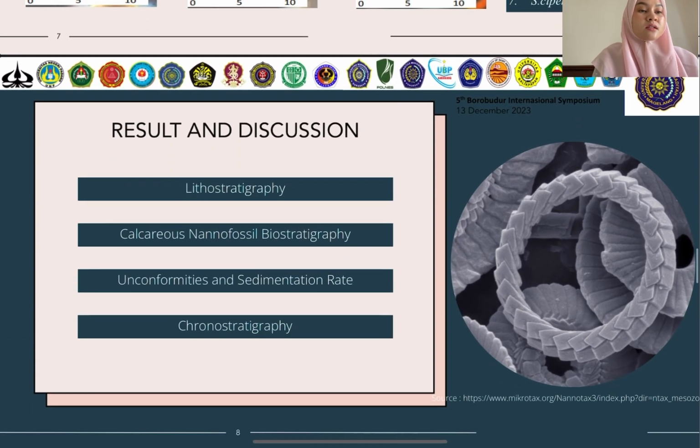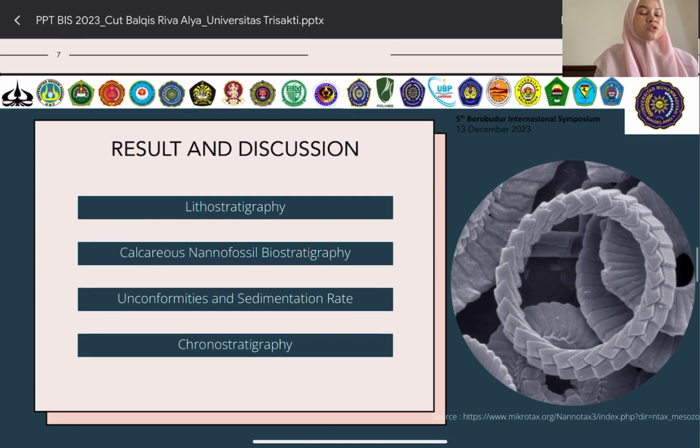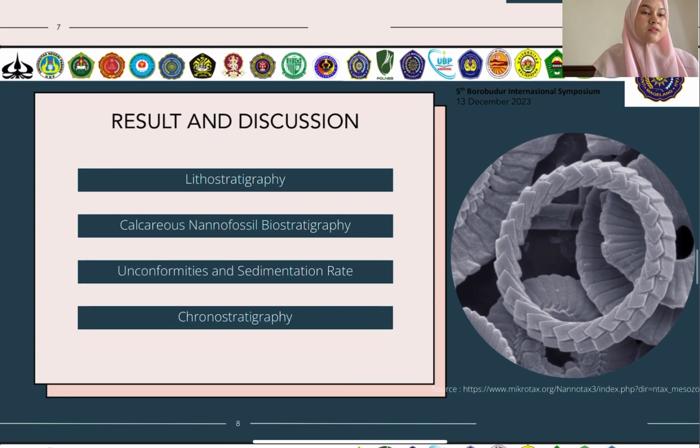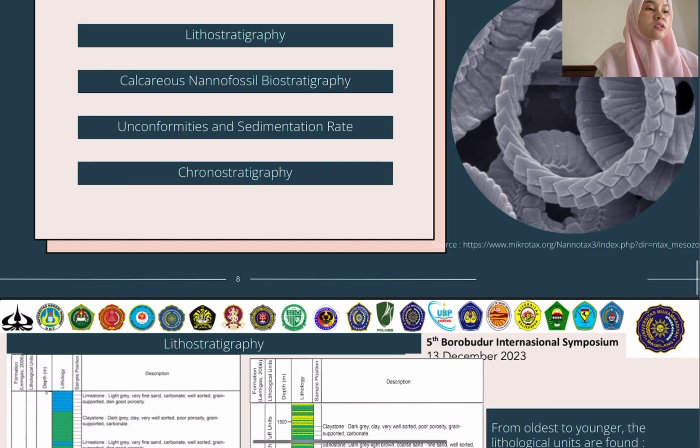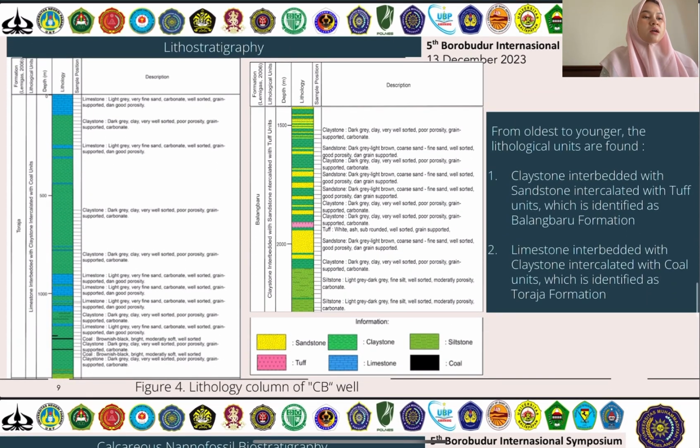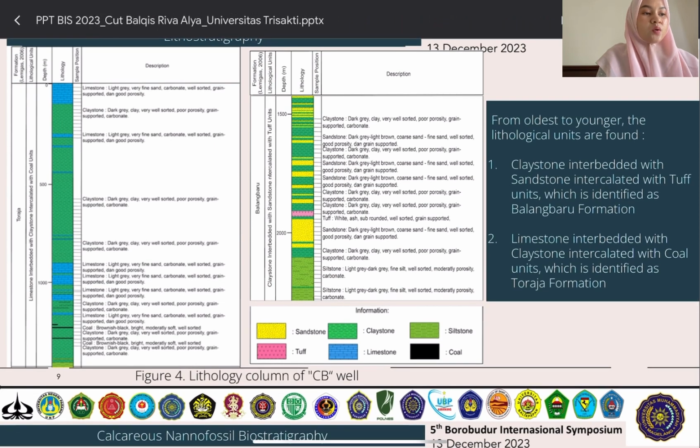Here are the result and discussion: lithostratigraphy, calcareous nanofossil biostratigraphy, unconformities and sedimentation rate, and chronostratigraphy. For the lithostratigraphy, from oldest to youngest, these lithological units are found: claystone interbedded with sandstone intercalated with tuff units, which is identified as the Balang Baru Formation; and limestone interbedded with claystone intercalated with coal units, which is identified as the Toraja Formation.